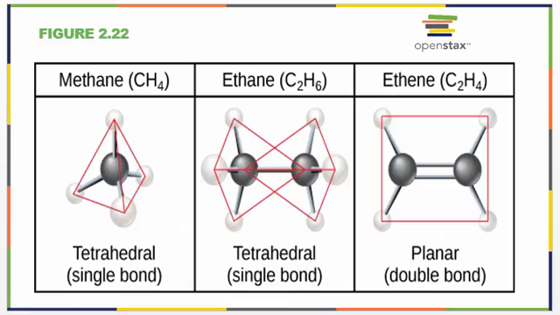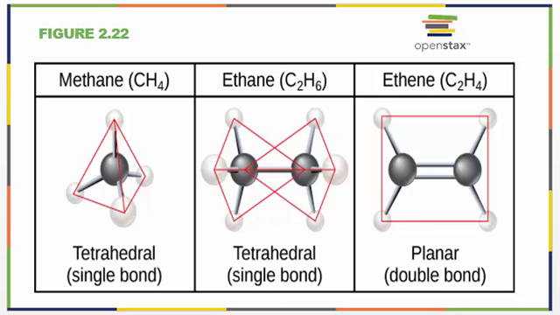Carbon is capable of bonding in numerous ways. The shape of the bonds can tell a biochemist a lot about its potential. When carbon forms single bonds with other atoms, the shape is tetrahedral. When 2 carbon atoms form a double bond, the shape is planar, or flat.